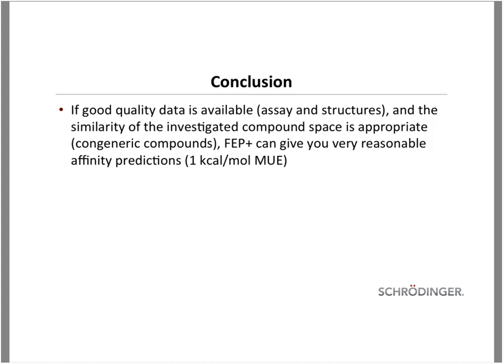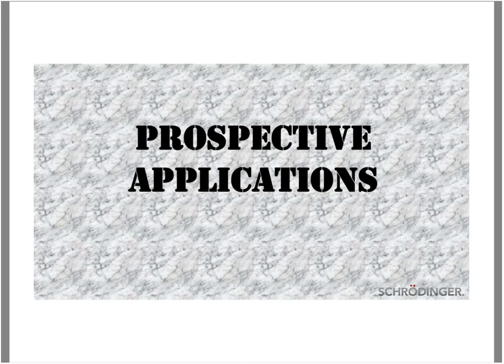We have a sort of a rule of thumb that we cannot perturb between compounds that differ by more than 10 atoms. So that sort of limits the amount of chemical space that you can sample within a given FEP calculation. But if those criteria hold, then FEP can give you very reasonable affinity predictions with an average error of about 1 kcal per mole, which we would argue is highly useful for prospective application in drug discovery. Which is what I will be talking about in the remainder of the talk.